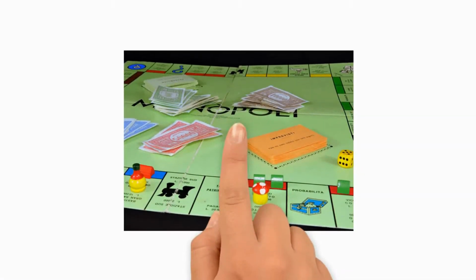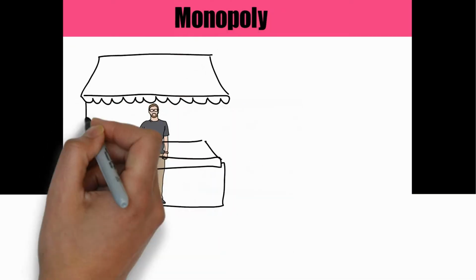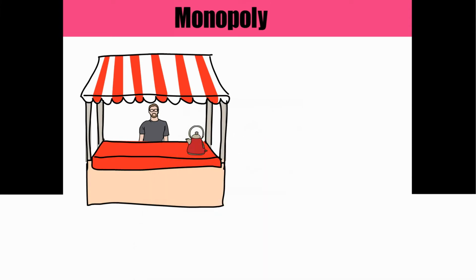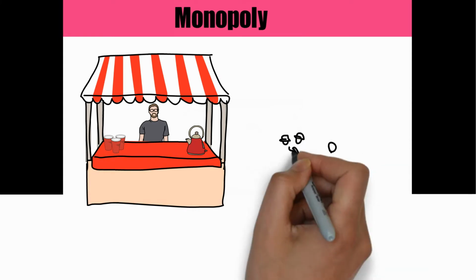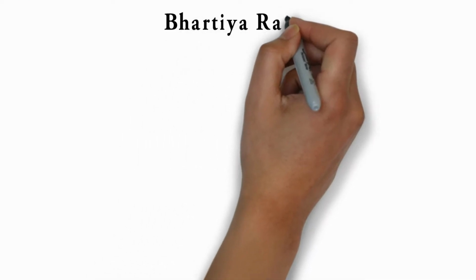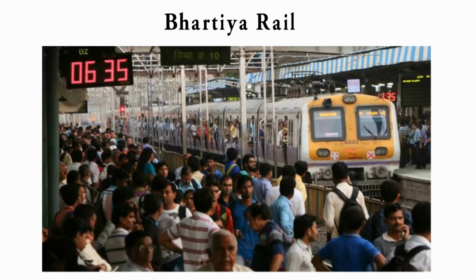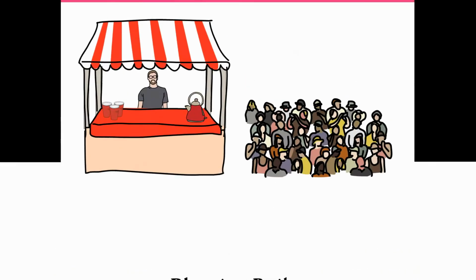You must have surely played the game of Monopoly in your childhood. However, in economics, monopoly has a different meaning. In economics, monopoly is referred to as a situation when a single seller has a complete dominance in the entire market and serves a larger number of buyers. An example of this is the Indian Railways. In India, it is the only train service provider serving the entire country.